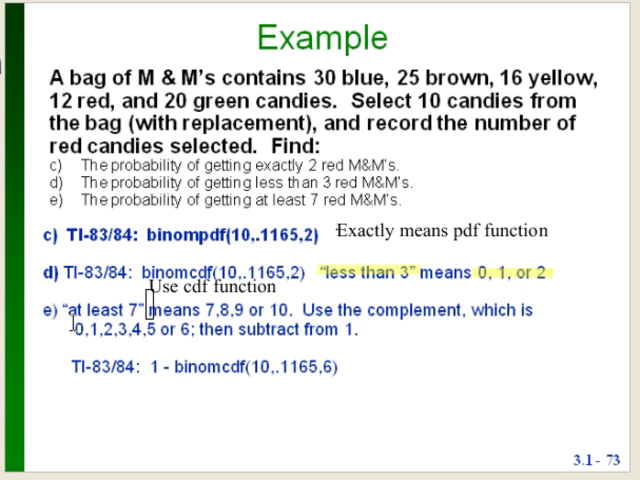And for the third problem, if we're getting at least 7 red M&Ms, at least 7 means 7, 8, 9, or 10. Because our binomial CDF function does a less than, we have to use our complement. Our complement of 7, 8, 9, or 10 would be from 0 up to 6. So we can find that and then subtract that answer from 1. So here would be the whole thing that we would do. We'd take 1 minus our binomial CDF, we put in our n, p, and x, because we want to go from 0 up to 6, we'd put a 6 there. And that would give us our final answer for the problem.